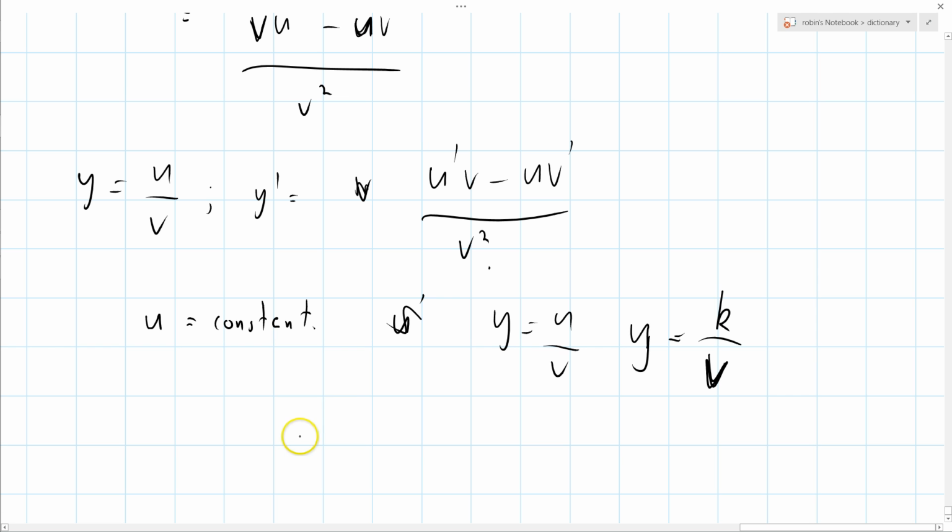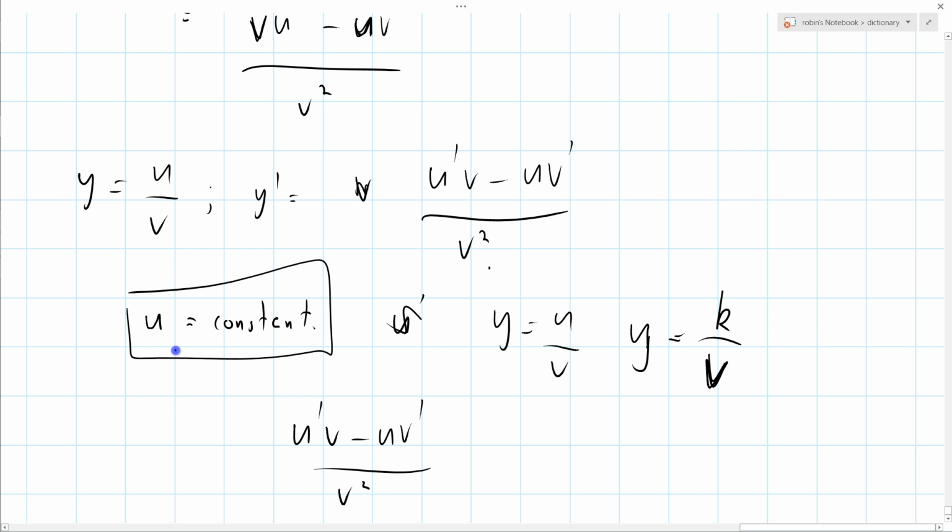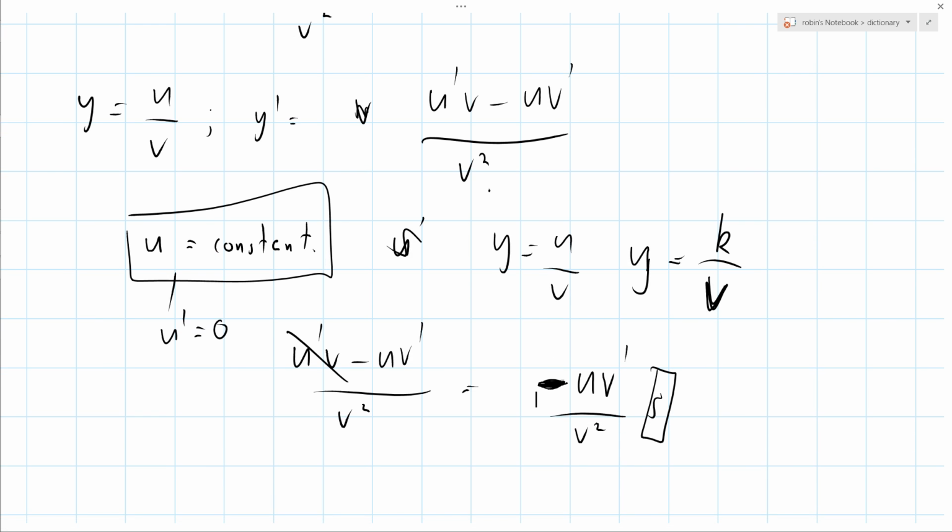Can we just have a look at this formula first? So we've got u dash v minus u v dash over v squared. But if u is constant, that means that u dash equals 0, because if u is a constant function, this just disappears. And then we get minus u v dash over v squared. So it's got a negative there. What that says is that as v increases, y decreases because of this negative term, if everything's positive, which kind of checks out.